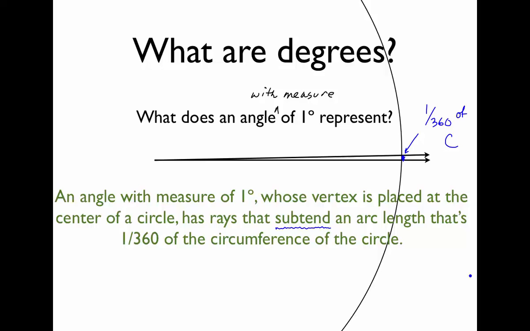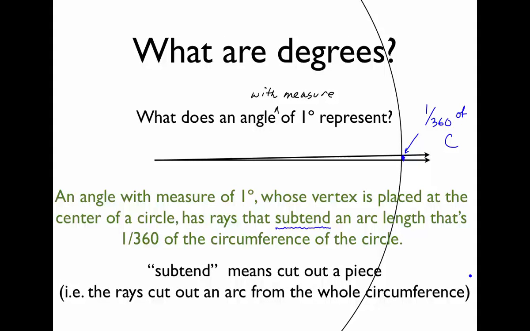Were you gonna say something? Was there a hand up here? Let's see. Yeah, Alex. Yeah, but what do the rays do? They subtend. What does that word subtend mean? It's like they cut it off, right? It's like they cut out a piece of the circle. That's what subtend means, like cut out a piece that's 1/360th of the circumference. And so you'll see this word subtend on the web work and in the Pathways workbook. So the rays cut out an arc from the whole circumference, which I've highlighted in blue there.